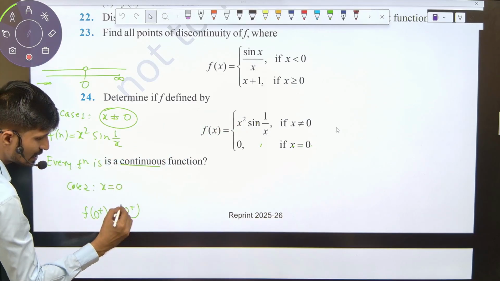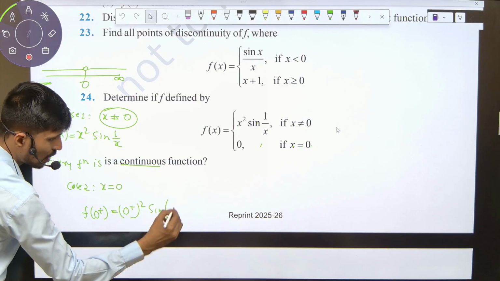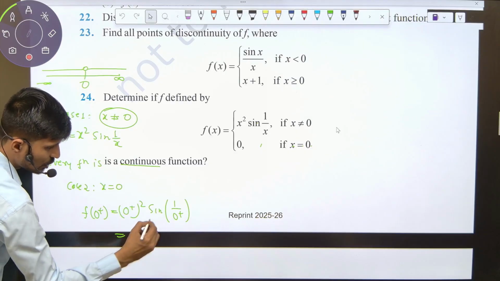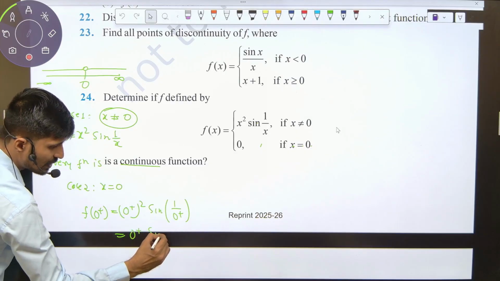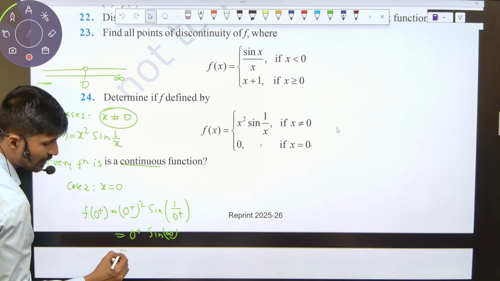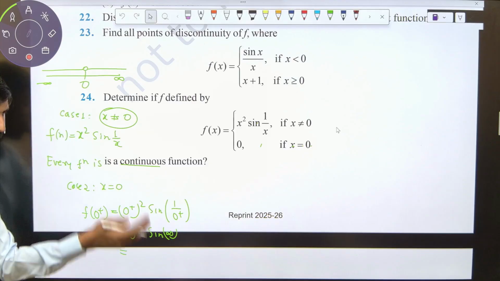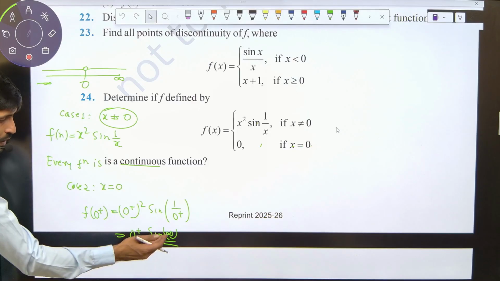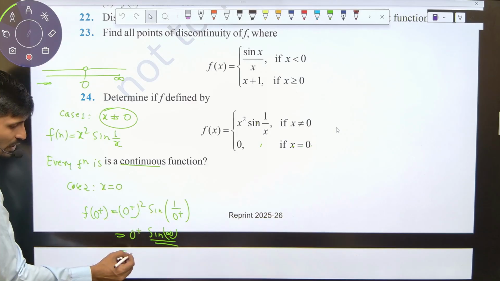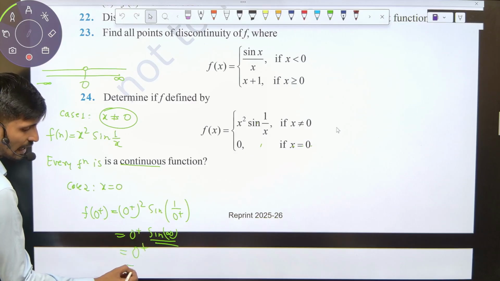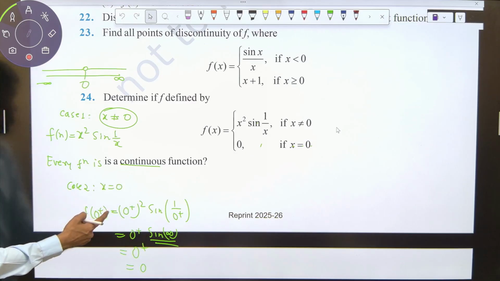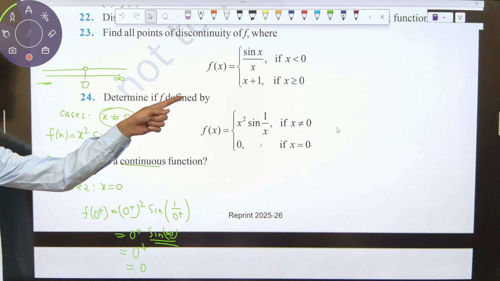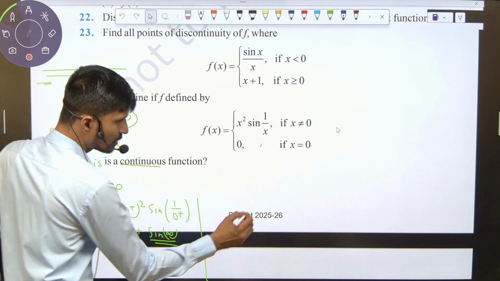So (0 plus) squared sine 1 by (0 plus). Do you know what it will become? (0 plus) squared, and 1 by 0 plus will be infinity. Sine infinity, what will be the value of sine infinity? It can be any number between minus 1 and 1. Any number between minus 1 and 1 times 0 will become 0 plus only, and the answer will be 0. Similarly, f(0 minus) will be 0, and f(0) is already 0 in the question.